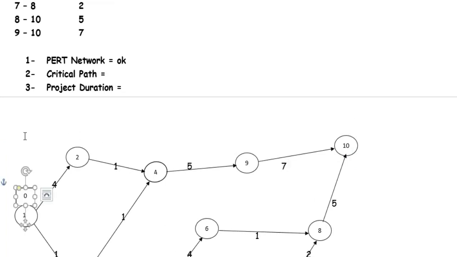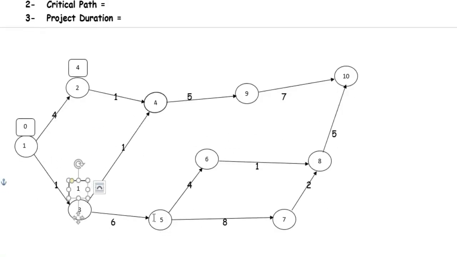Now we have to find out the early start time for each and every node. Early start time for the starting node will be 0. For node 2 it is 0 plus 4, which is 4. Node 3 is 0 plus 1, which is 1. Node 4 is 1 plus 1 or 4 plus 1, whichever is bigger. So 4 plus 1 is equal to 5. Now node 5 is 1 plus 6, which is 7.